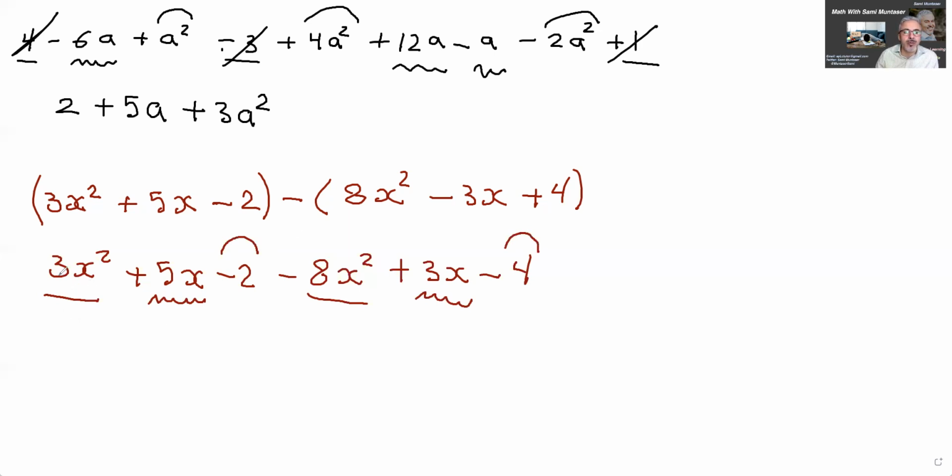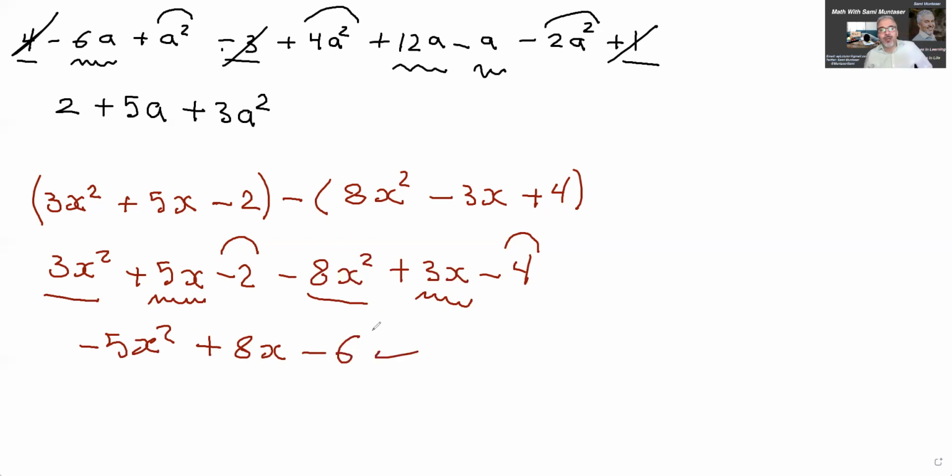So now you go 3x squared minus 8x squared. Just remember, it's not the sign that you read for the 3x squared. When you go 3x squared, you don't go plus, you go 3x squared, and then you jump, and it's minus 8x squared, which gives you -5x squared. Now you have 5x here and the 3x, so 5x plus 3x gives you plus 8x. And then it's the -2 here. You jump, and it's -4. -2 minus 4 gives you -6.